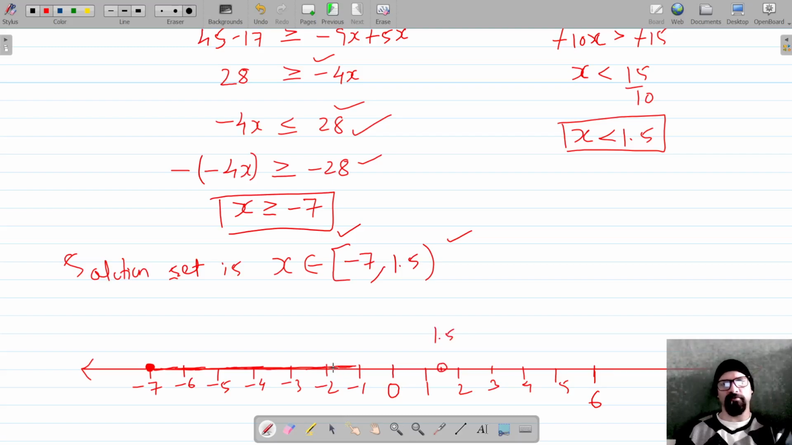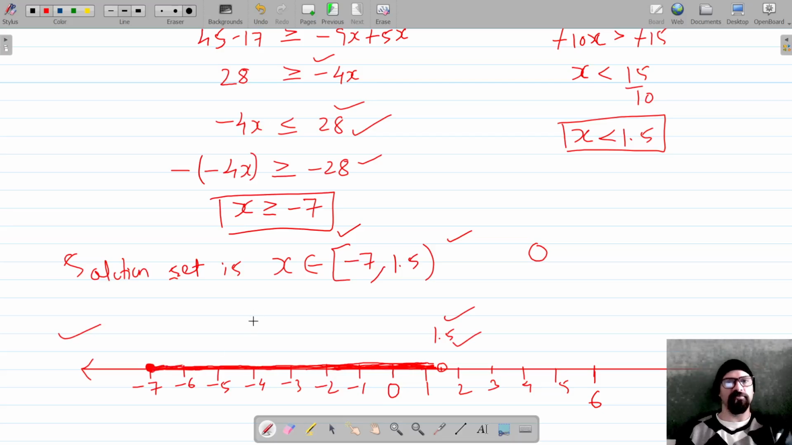So let's make this line dark or bold till 1.5, and have a circle here. It's not a dark circle, it's just a hollow circle, so we do not fill it. This is the solution set and how we represent it on the number line. So for -7, make it a dark circle, make this line dark or bold, and for 1.5 just make a circle and do not fill it.